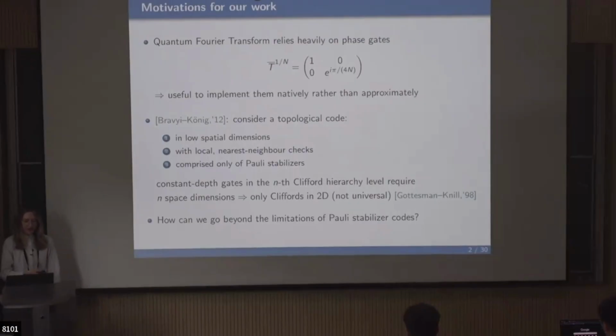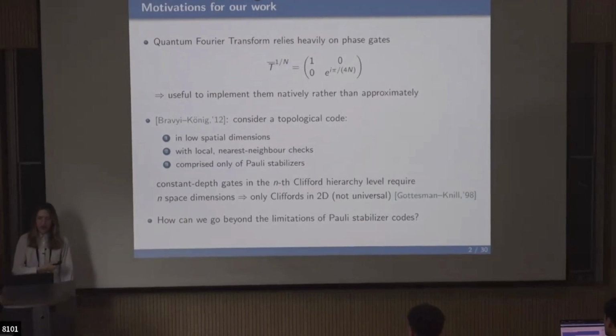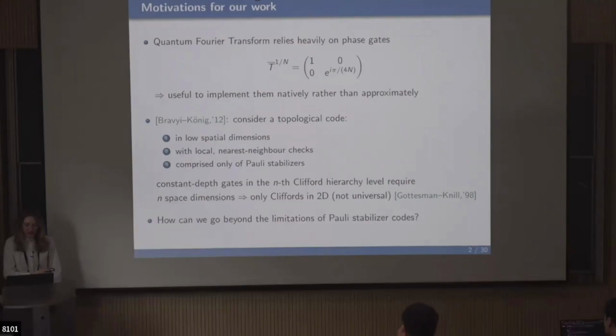However, Bravyi and König proved that if one considers a topological code, in low spatial dimensions with local nearest neighbor checks and with only Pauli stabilizers, then the logical gates are strictly bounded: if one wants a logical gate at level n of the Clifford hierarchy, then one needs to go to n space dimensions. So one can obtain only Clifford constant depth gates in 2 spatial dimensions, and these are not universal. So how can we go beyond the limitations?